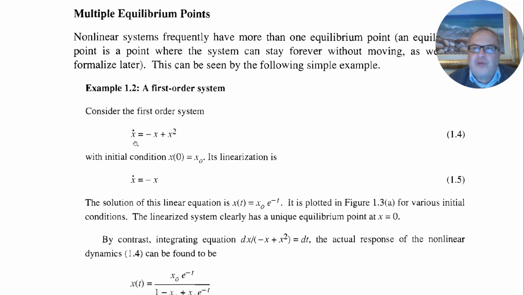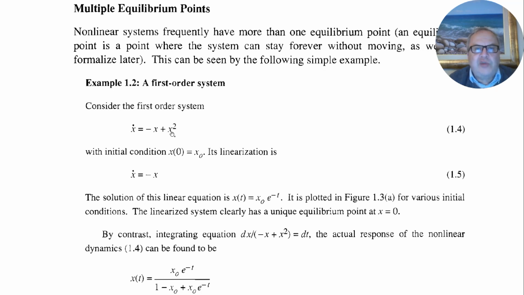What does linearization mean? Linearization means that around the equilibrium point, your system behaves as a linear system. So very near the equilibrium point you have x dot equal minus x. Why? Because x squared is very small and negligible, and you can omit it, because x squared is much smaller compared with x. So around the equilibrium point, x dot is equal to minus x.